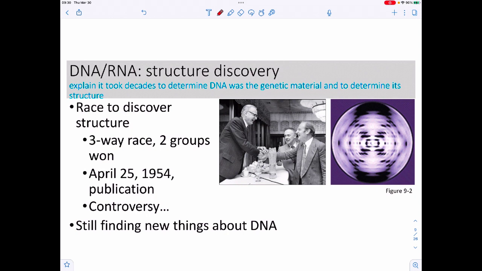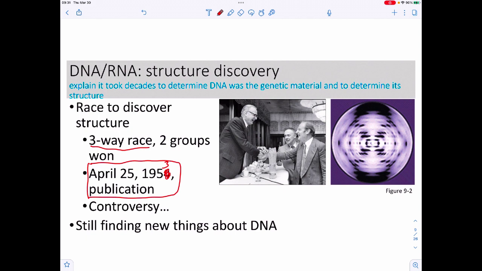Once we knew that, oh, it's DNA, then it became a race to figure out, well, what does it look like? And it turned out to be a three-way race between three different groups, two in England and one in America. And ultimately, two of the groups won. One of the groups backed out because they just gave up. And ultimately, a very, very insanely short paper was published on April 25th, 1953. It's a one-page paper, and it led to a Nobel Prize.